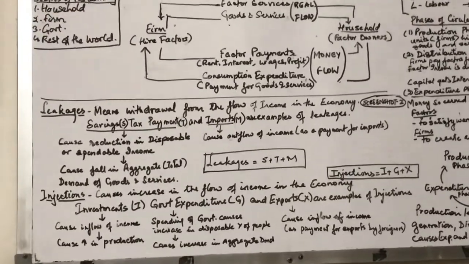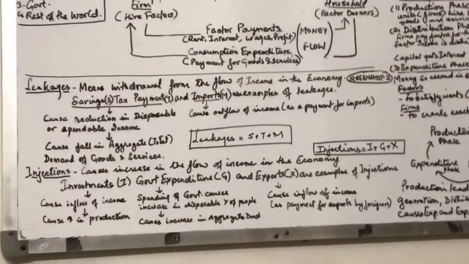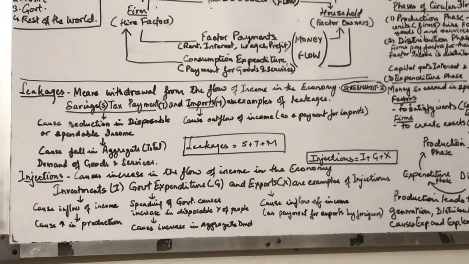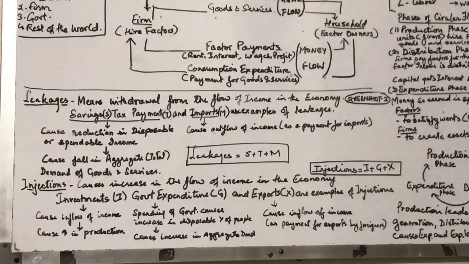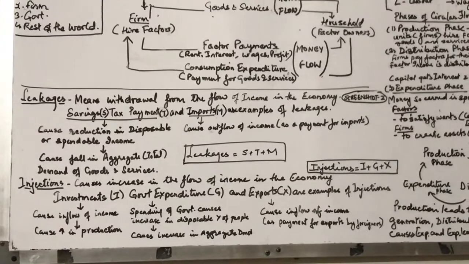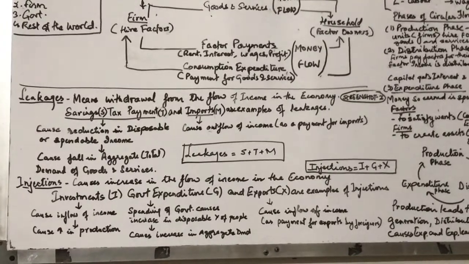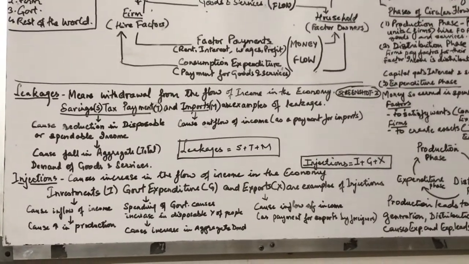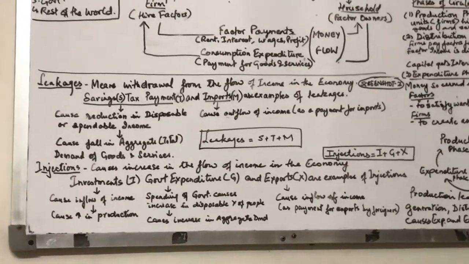So these three are the examples of leakages. As a formula also written there, leakages is equal to S plus T plus M, M standing for imports. Now, next we come to injections. Injections cause increase in the flow of income in the economy.